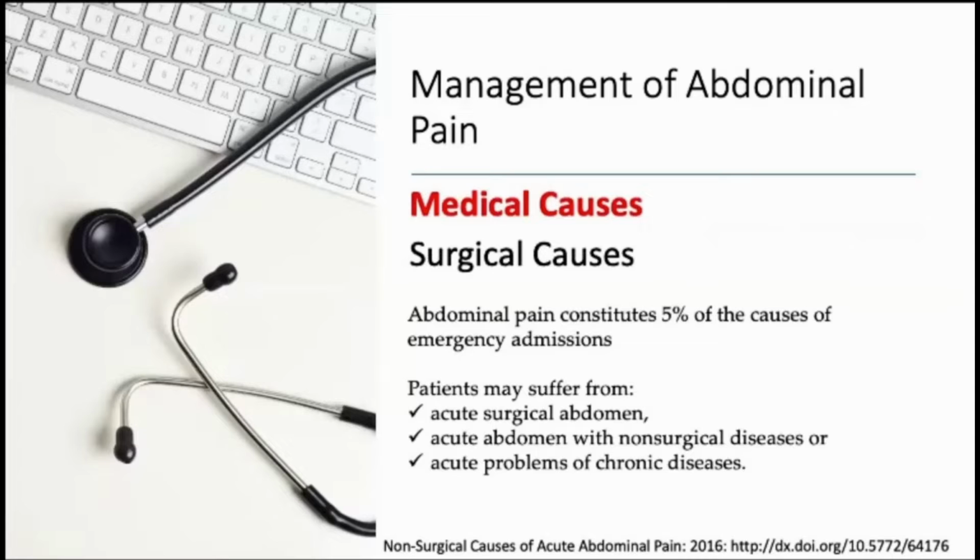Medical causes of abdominal pain can sometimes be around 5% of the presentation. I mean, overall, abdominal pain is about 5% of emergency admissions. And it could either be something very acute, which is life-threatening, requiring emergency or urgent surgical intervention, or it could also be some kind of non-surgical cause. The commonest thing that we learn during our medical student years would be diabetic ketoacidosis, or it could be renal colicky pain because of the pelvic or ureteric stones, and also acute problems of chronic diseases.